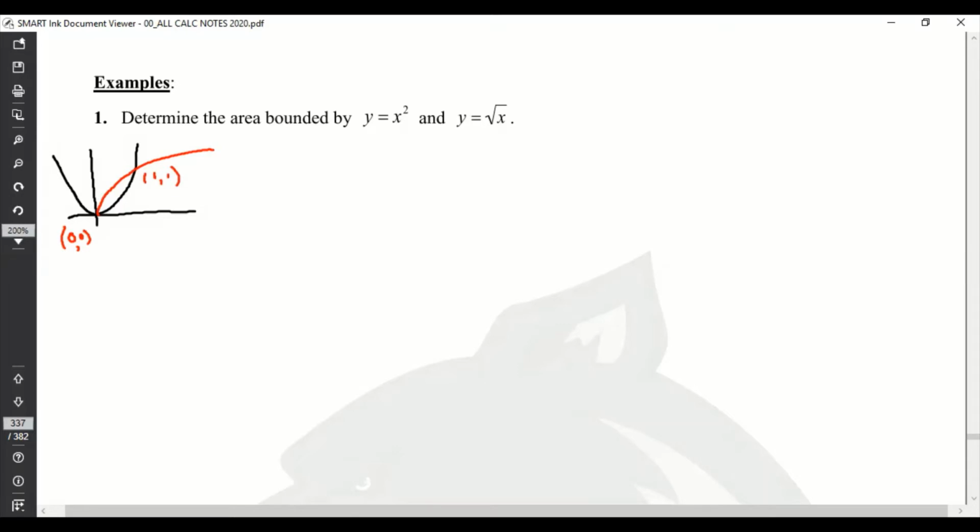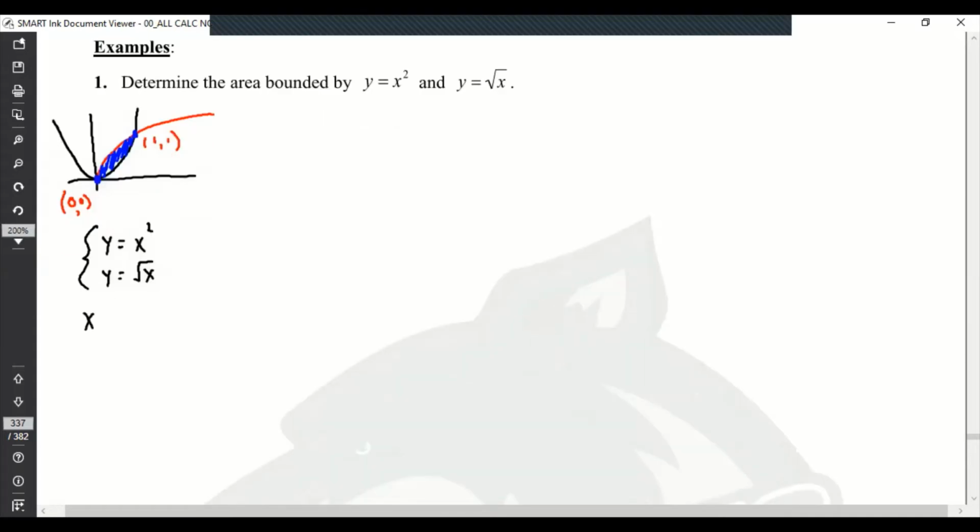So if we're wanting that area, we need to know the x coordinates of that area. In this case, it's probably pretty simple to realize that x is 0 and x is 1 are our limits of integration. But if it wasn't so simple, what could we do? Well, we're just creating a little system of equations. y is equal to x squared, y is equal to root x, and we would find the solution to that system of equations. Well, x squared is equal to root x by substitution.